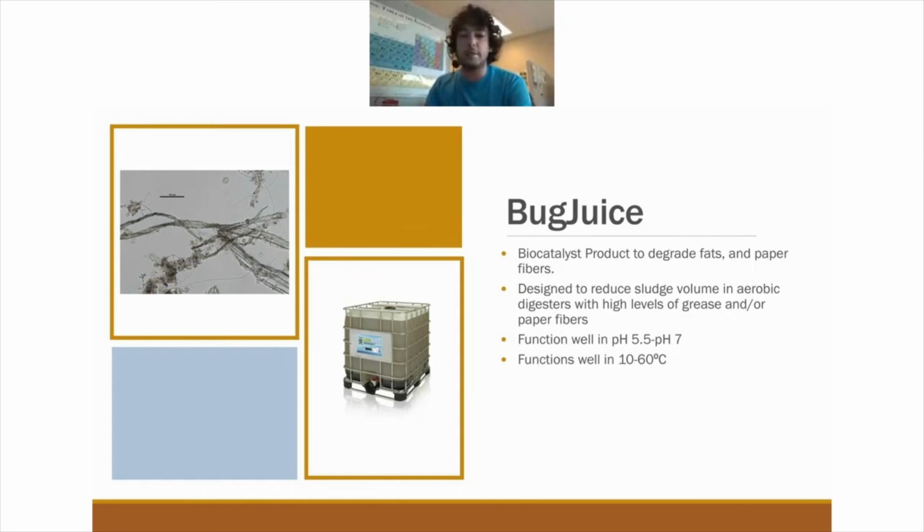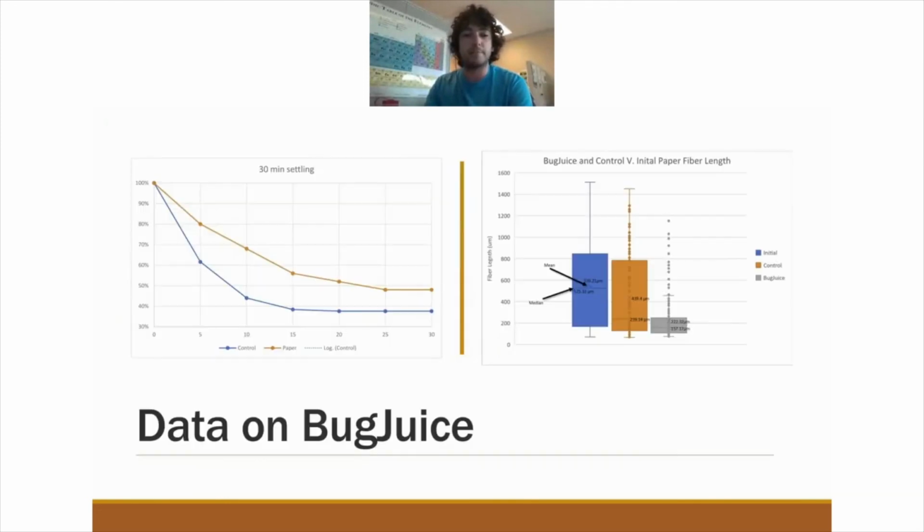It typically is effective on both paper fibers and fat, cellulose, and grease to some extent. It has a similar temperature range to the other enzymes we have recommended in our Biocatalyst products. So for some data on bug juice, this was one of the most tedious tests we have ever done, but it ended up with very interesting data to analyze.